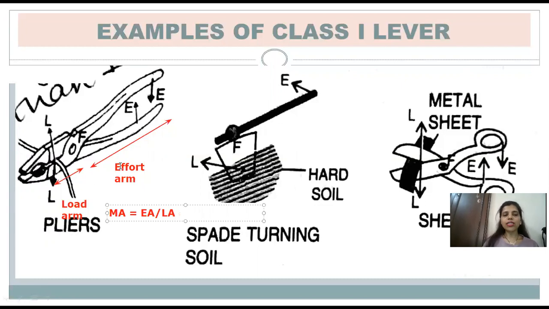So now here you can see the effort arm is longer than the load arm, and that's why when you take the ratio, MA is going to be greater than 1. So this particular plier will act as a force multiplier as MA is greater than 1. If MA is less than 1, it acts as a gain in speed, and if MA is equal to 1, it is only useful in changing the direction. So here we'll write it acts as a force multiplier.